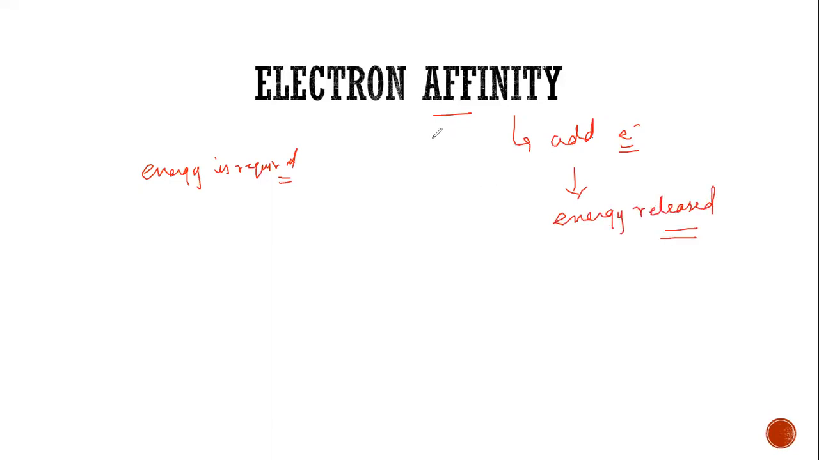Now we will learn about the next periodic trend, which is electron affinity. We have just learned about the ionization potential, which says that when we have to remove an electron, energy is required. Now we will see that when we want to add an extra electron to an atom, it releases energy. That is known as electron affinity.